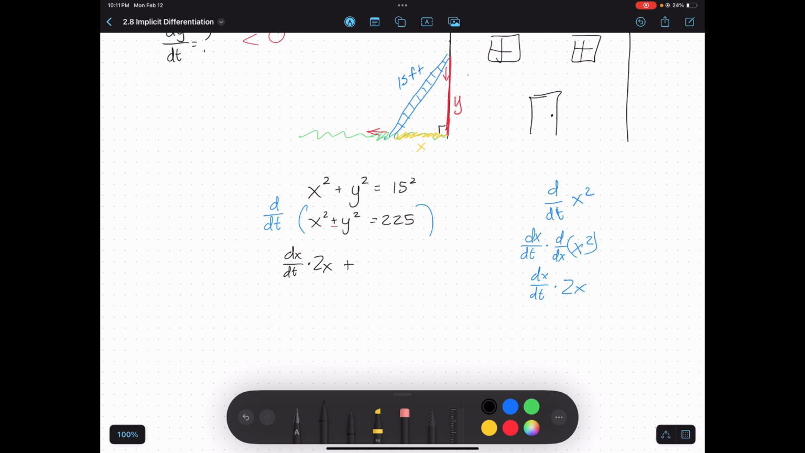Well, what about my second term? What happens when I try and take the derivative of y squared? I have to do the same thing, but instead of switching it to d over dx, I need to switch it to d over dy. So I'm left with dy over dt times 2y. And then what happens to the right side of the equation? Since 225 doesn't depend on time at all, it's constant, it's not changing, the derivative is 0.